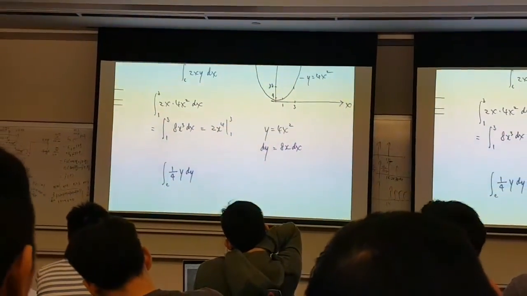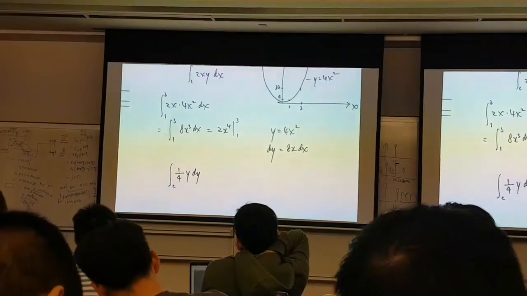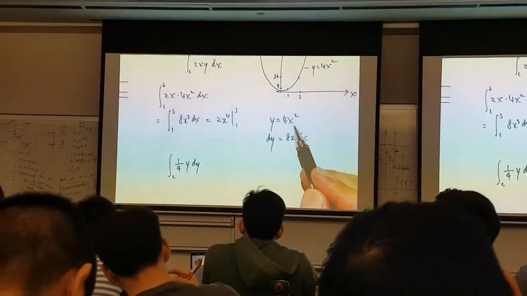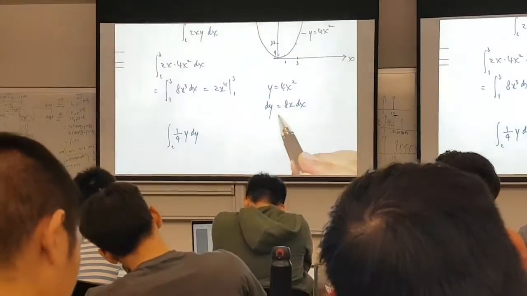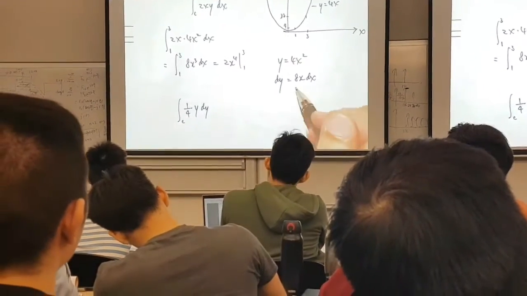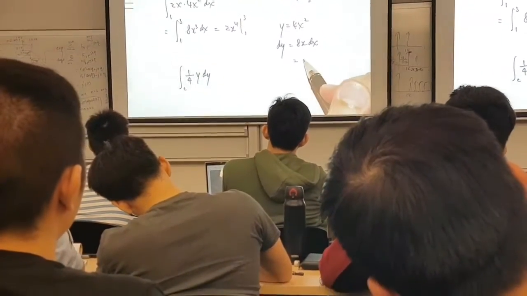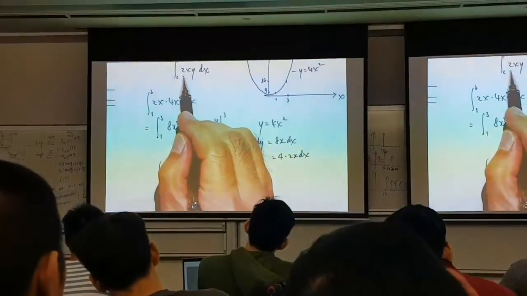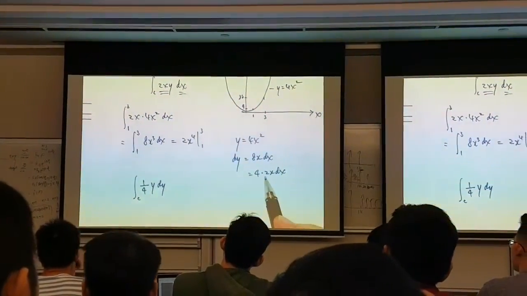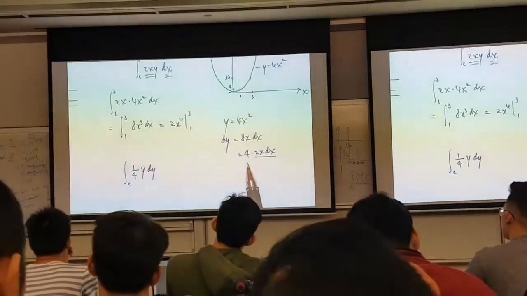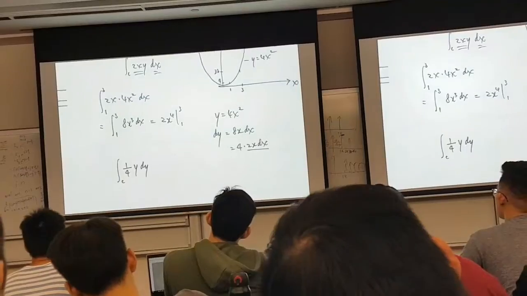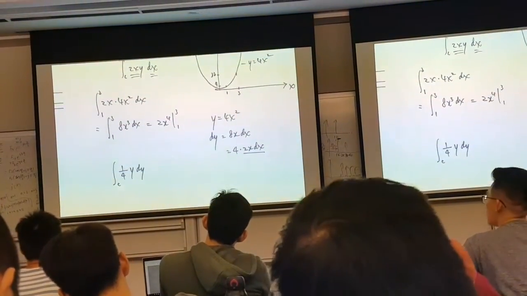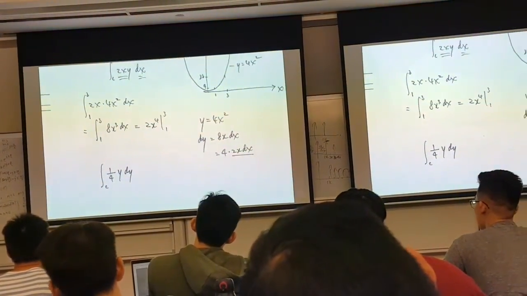Alright? Okay, because y is equal to 4x squared. Alright, and then dy is equal to 8x dx. So this is basically equal to 4 times 2x dx. Alright? So 2x dx is something that we can actually work out. So what is missing is actually a 4. So what I need to do is I multiply by a 4 and I divide by a 4.